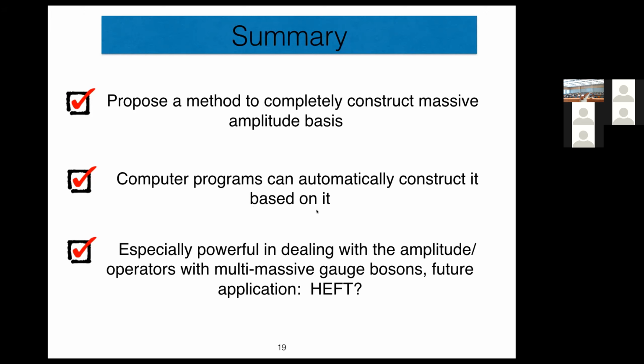And nowadays we are trying to implement this into purely computer programs to automatically formulate all of those things. These are especially useful to deal with things with multiple massive gauge bosons. This is really the part that people didn't really deal with very well. However, with our new methods, for the massive gauge boson interactions, we can automatically write down all of them. And I can see that one can apply this to other EFTs like Higgs effective field theory and other things.